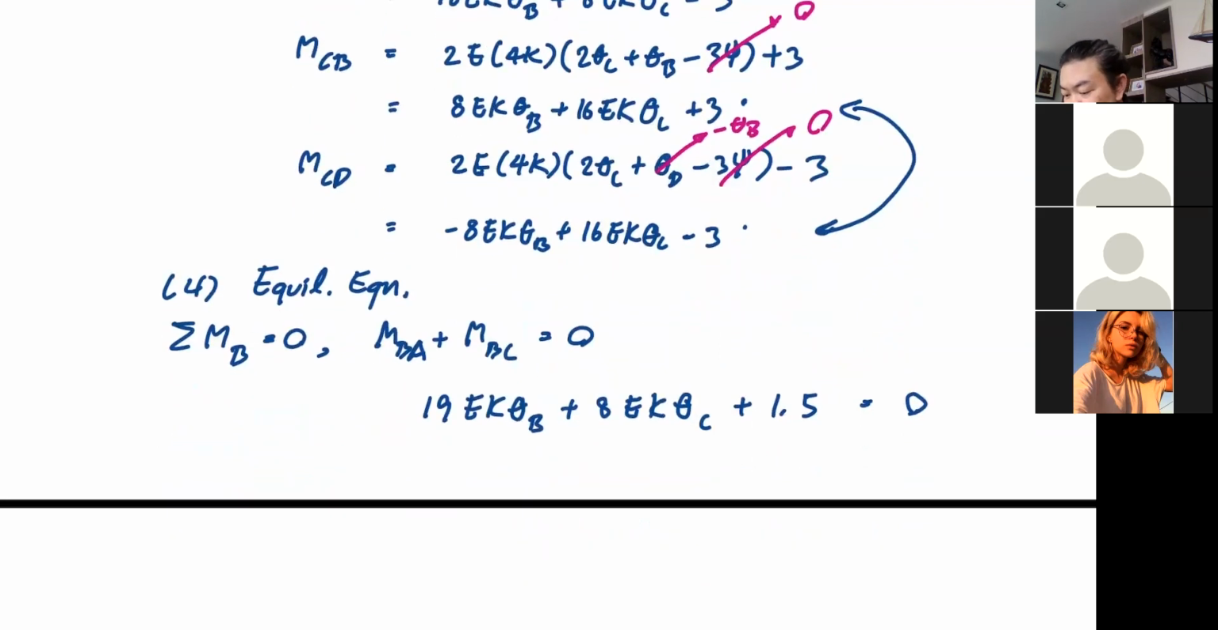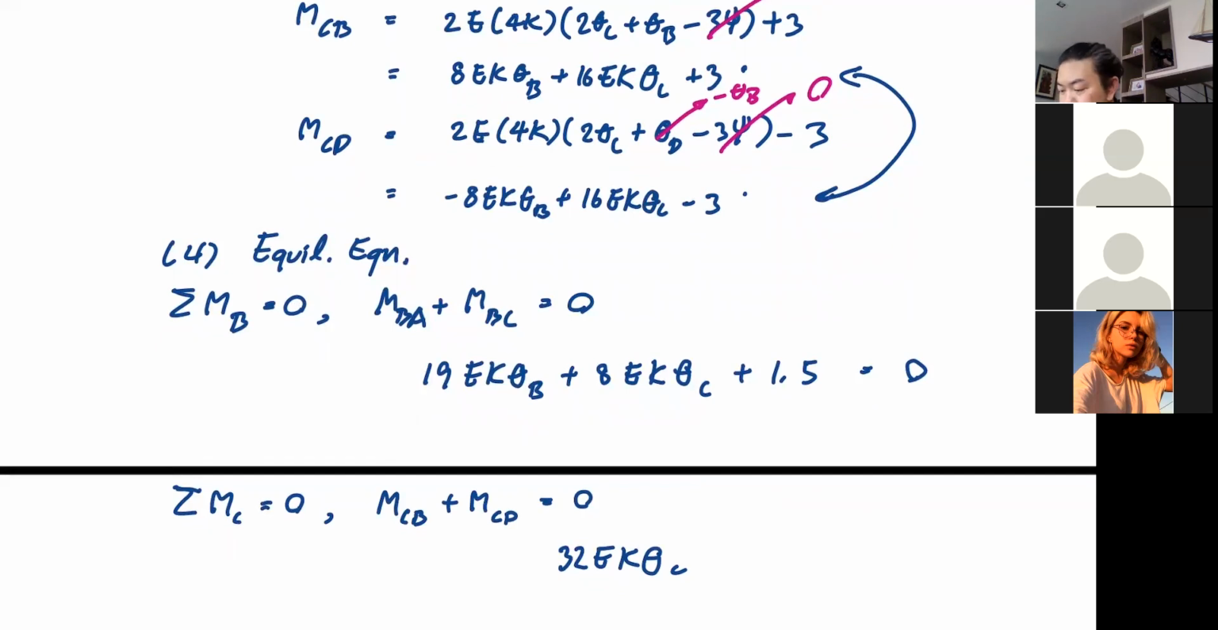Okay, next is sigma MC equal to 0, so it is MCB plus MCD equal to 0. So there you have it. Theta B is going to go out of the window, right? So you have only EK theta C, and that's 32. And that is plus 3 and minus 3. So that is equal to 0, right?